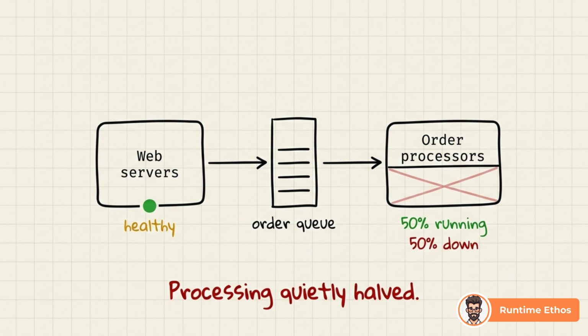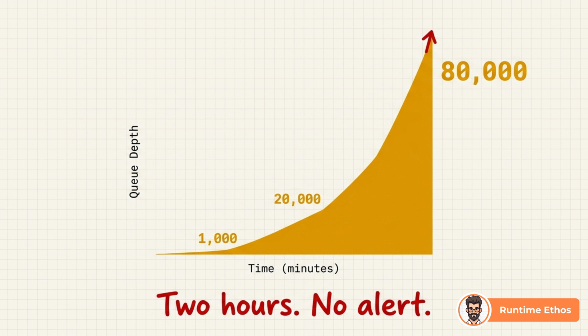But half the consumer fleet has hit a deployment issue. Processing has quietly halved, and the queue depth starts climbing. 1,000, 5,000, 20,000. After 2 hours, 80,000 unprocessed orders. No alert fired. Queue depth wasn't being monitored. The team found out when customers started calling. Orders placed never confirmed. The backlog took 6 hours to drain once the consumer fleet was restored.